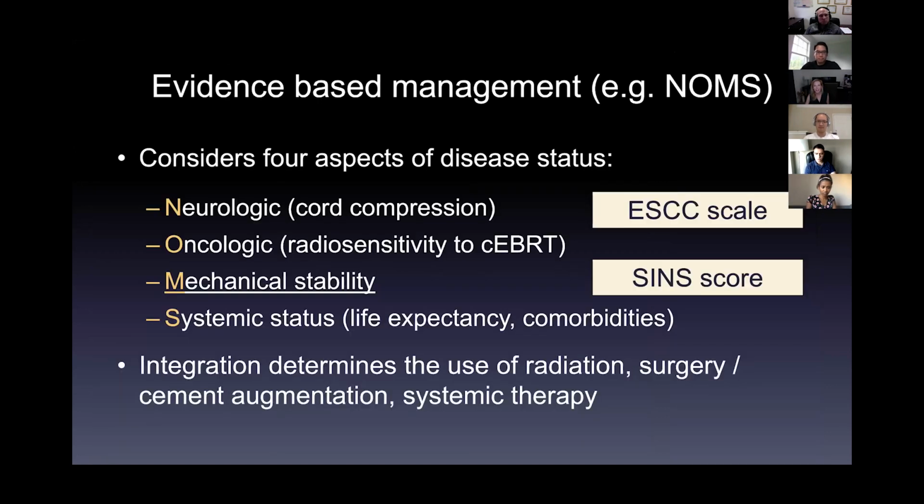And this is where we got to the NOMS, Jonathan Rizzulli. So 4 aspects of disease. So neurologic, which is cord compression, nerve root compression. Oncologic, what is the histology of the tumor? What is its radiosensitivity? Mechanical stability and systemic status. And all 4 of those things go into the decision making, whether they're getting radiation, surgery, what order, medical management, something else. And 50% of the data comes from the radiology imaging and from our reports.